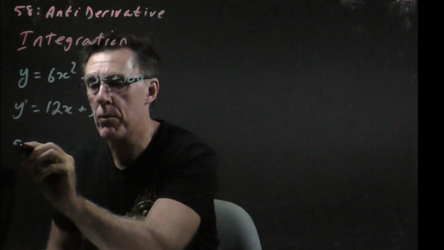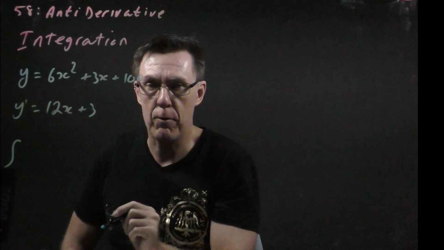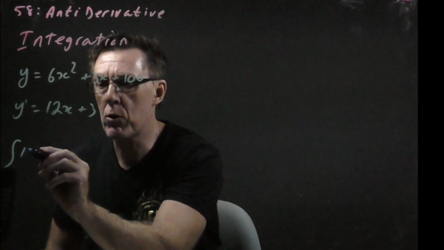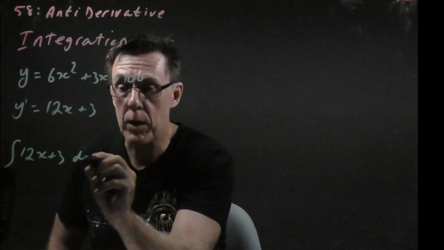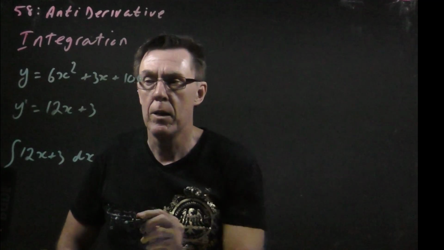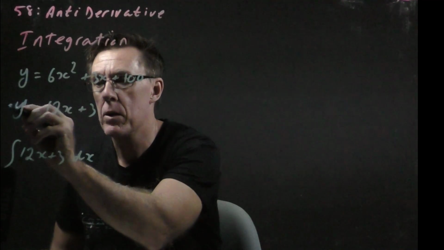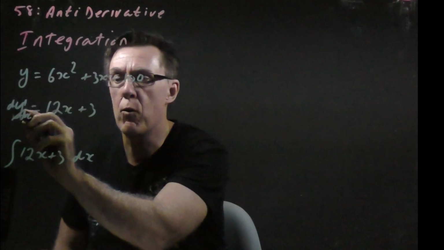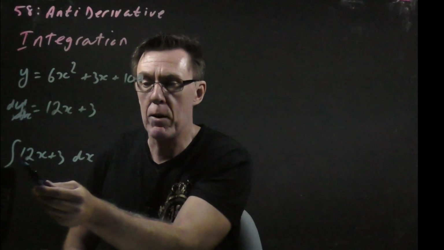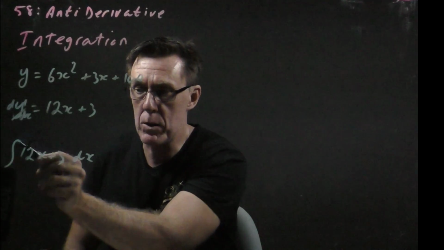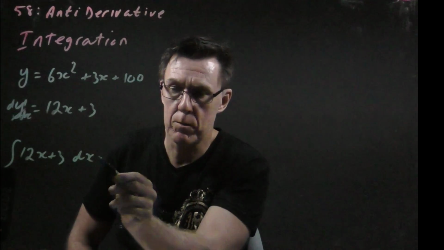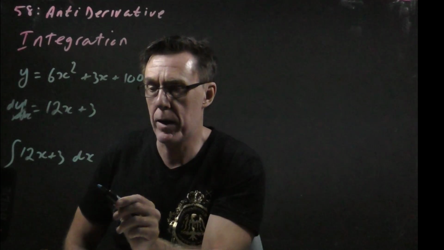So the symbol for integration is that funny looking thing. If I did the integral of 12x plus 3, I've got to put dx on the end, just like we did dy dx, the derivative of y with respect to x. Here we also do the integral of this function with respect to x, so you need the symbol at the front and the dx indicating what the variable is at the back.